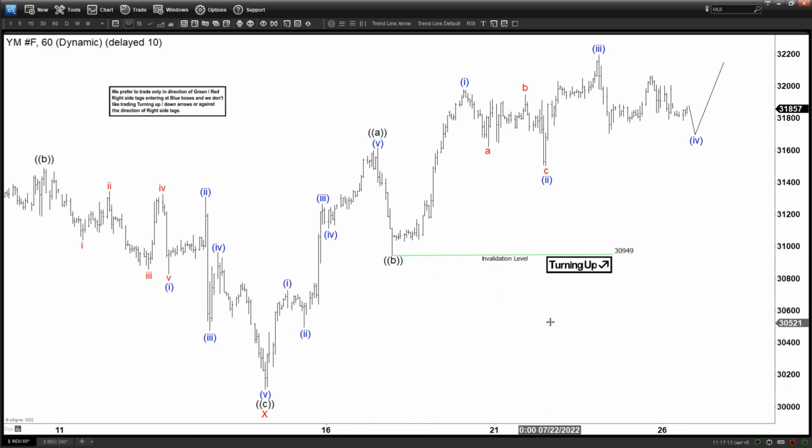Zooming out now to get an idea where we are. This one is ending the X here, which is suggesting that the entire rally to the upside is going to be ending the Y leg, and so that will be a corrective structure. By looking at this, we know that the main trend still remains to the downside because the rally is corrective.